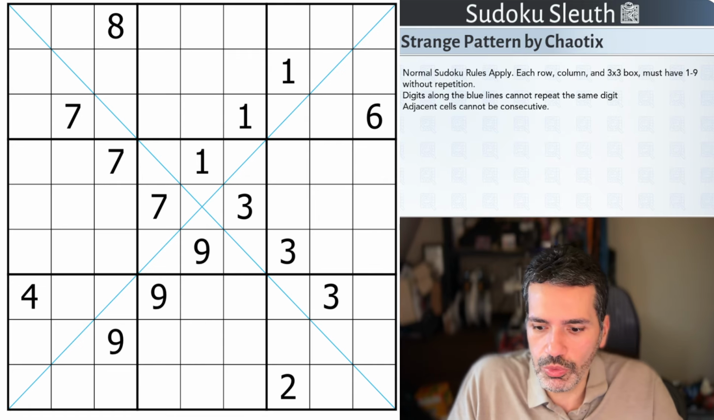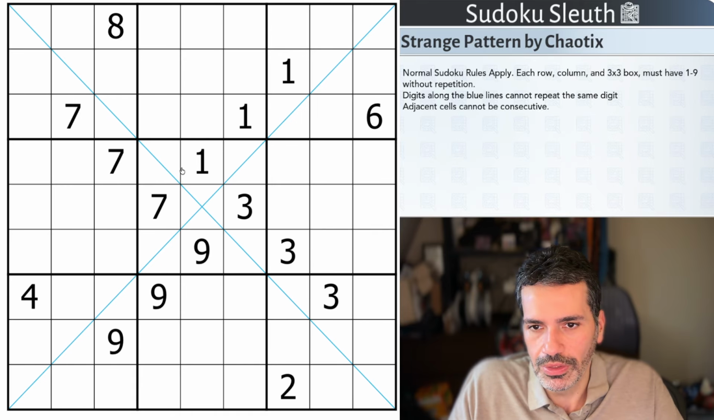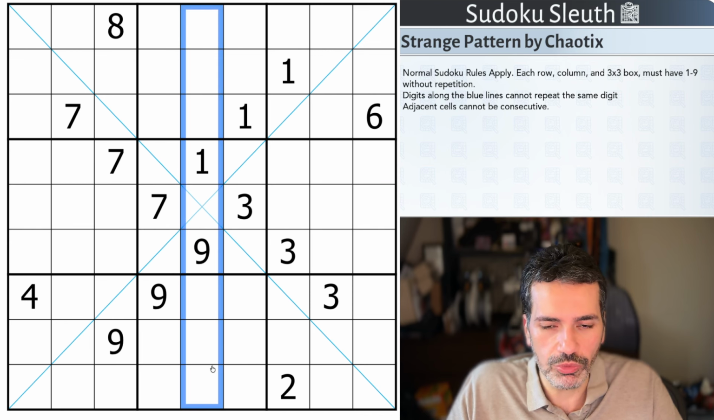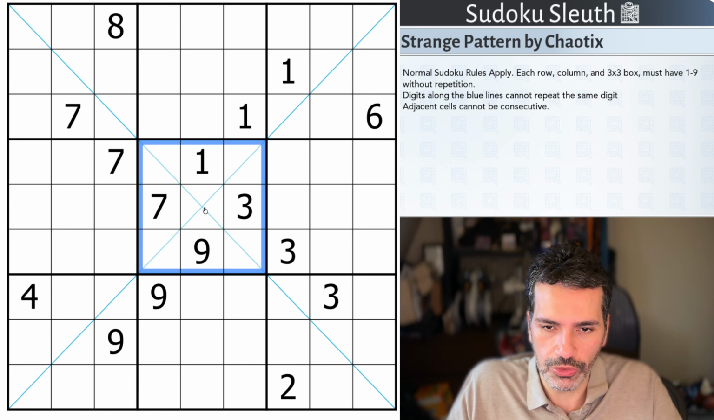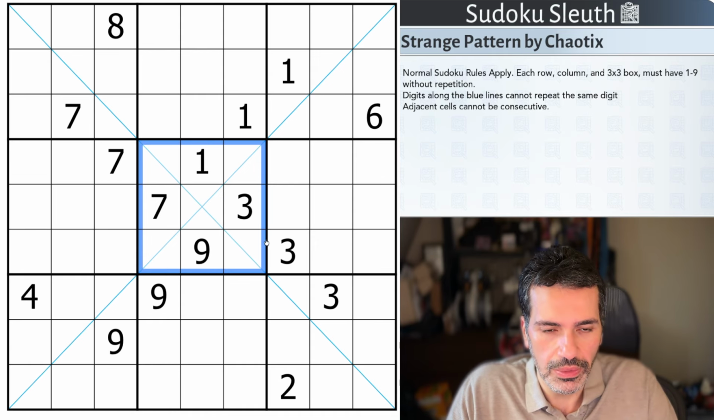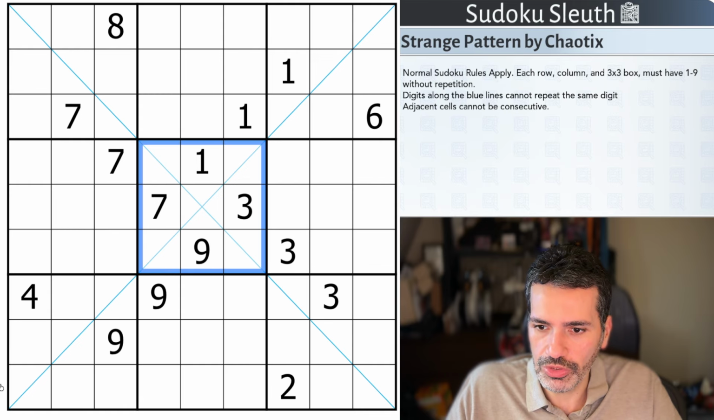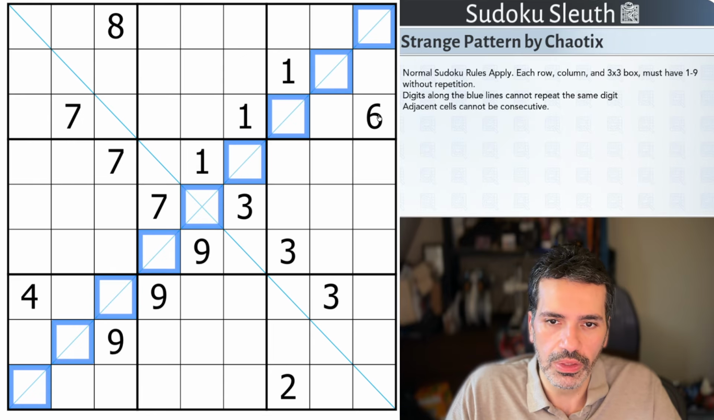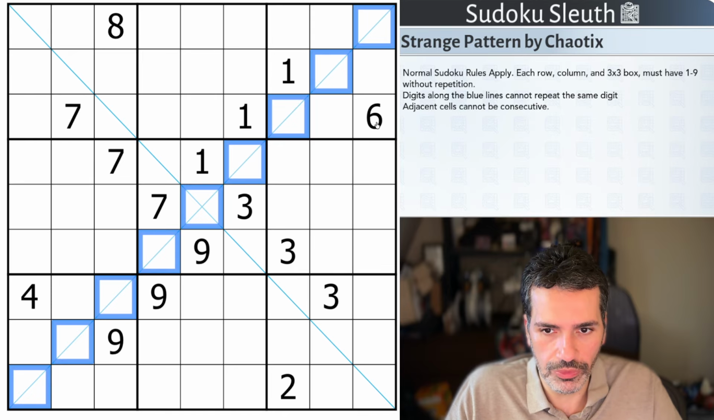Right, so quick walkthrough of the rules, just in case. So normal Sudoku, we all know what that means. Place the digits 1 to 9 once each in every row, every column, and every 3 by 3 box. I should double check. Yes, it is actually recording the screen. Secondly, digits along the blue lines cannot repeat the same digit. So essentially these diagonals, which are 9 cells long, are also the digits 1 to 9 once each. Can't place any digit more than once.